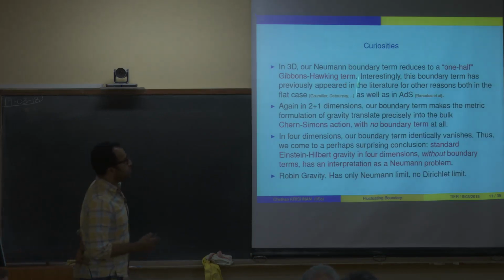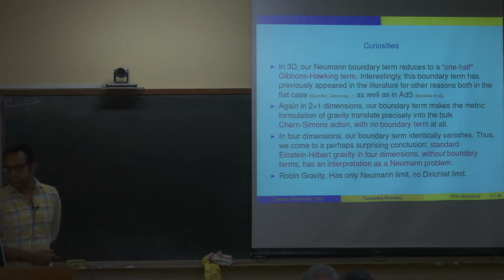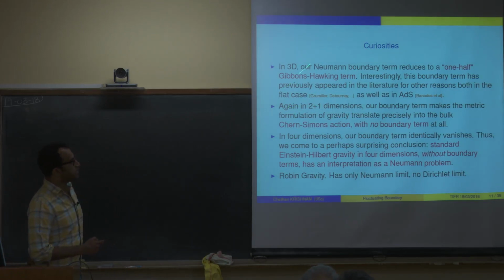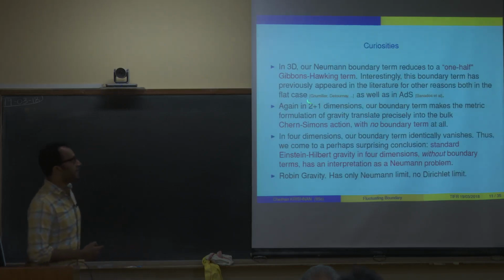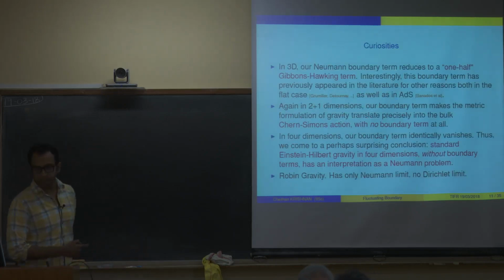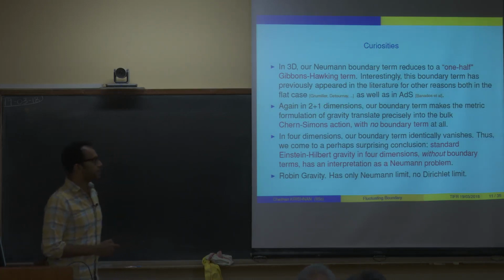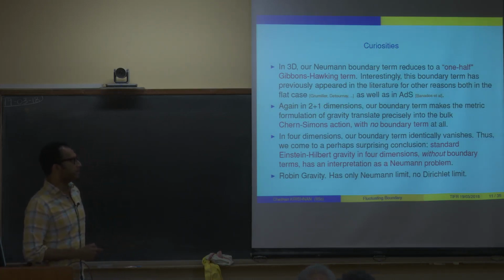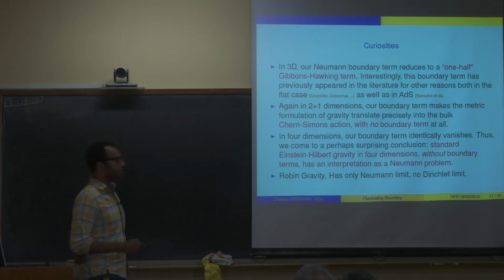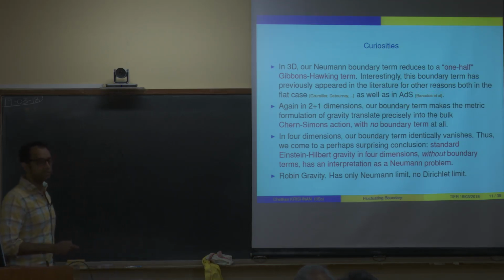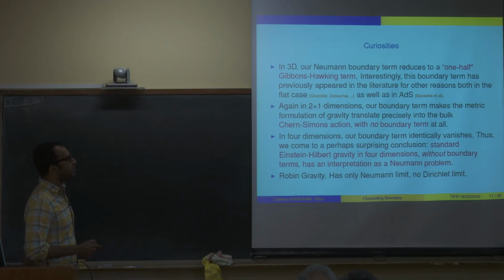Some curiosities, if you will: this is in d equals 3, the Neumann boundary term is basically (4 minus d)/2 k, which is just half k. That's a particular combination that people have tried before for other reasons in flat space as well as in AdS, and in the AdS case it has been noted by Bagnados that it is basically the Chern-Simons action with no extra terms in the boundary at all. So in d equals 3, this has been noted before.